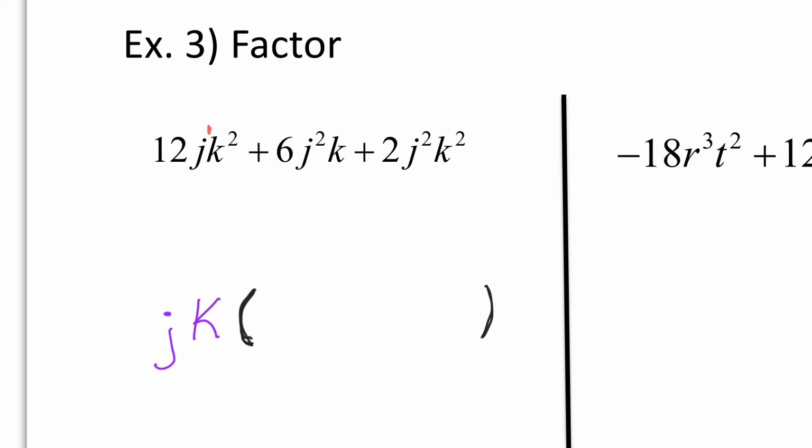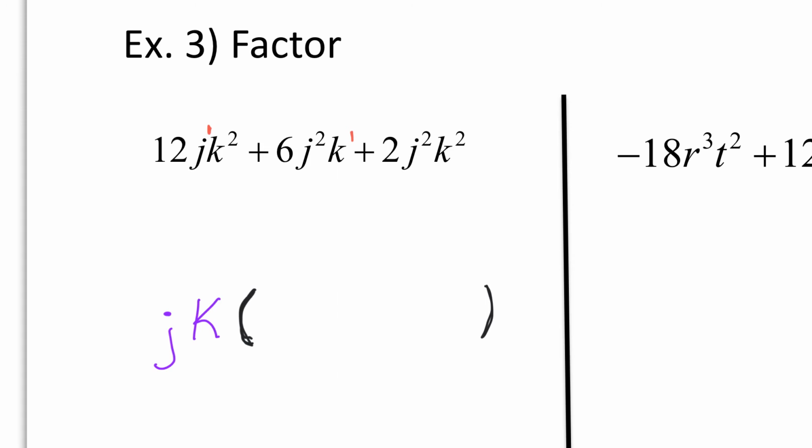Now let's look at the k's. This one has a k squared. This one has a k to the first power. Let me just put the 1 again here so you guys know exponent of 1. And this one has a k squared. So the lowest, smallest exponent is 1. So you put a 1 here. We don't need it, so I'm just going to leave it as k.